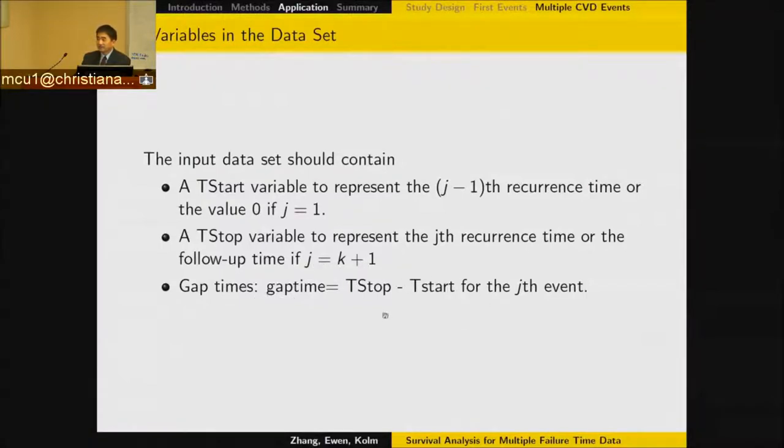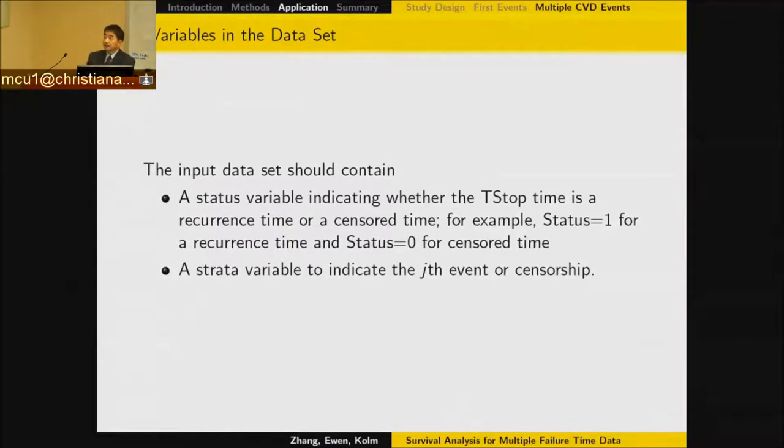And then this is very important: we should figure out the gap time, or the time interval, from a T-start to the next event. And then the input data set should use a variable to indicate the T-stop, which is the recurrence time or the censor time, because this is very important in survival analysis. We have to have a variable to indicate whether the event happened or was just censored. So status equals one means the event happened or recurred, and status equals zero means censored. And then we use a strata variable to indicate the event or censor.